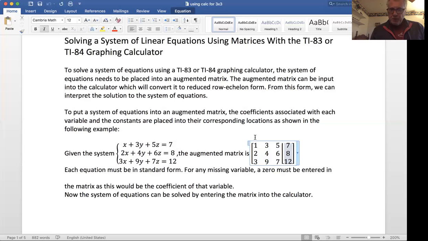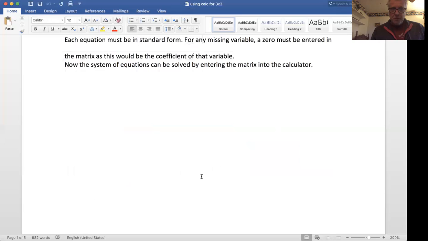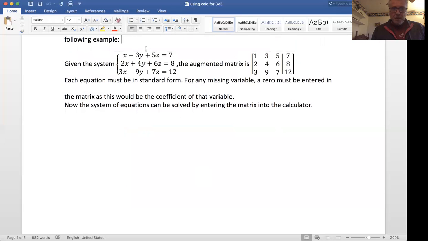So think about this first column as being an x column. These are all the coefficients for x. Think about the second column as being the y column. Those are all the coefficients for y. Think about this third column as being the z column. Those are all the coefficients for z. And then think about this last column in an augmented matrix as being actually the result or answer column for the equation. If an equation is missing some kind of variable, we'll put a 0 there. So in other words, if there was no 4y here, there'd be a 0 here in that y column. Okay.